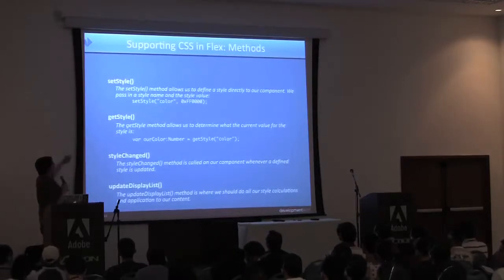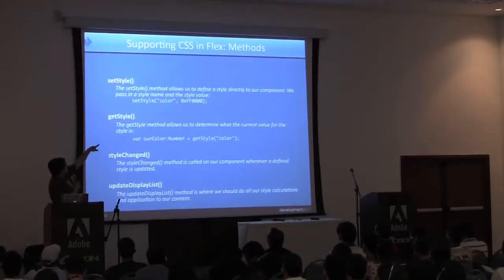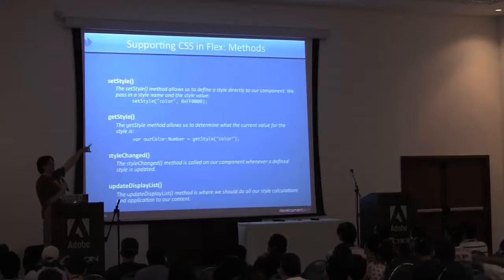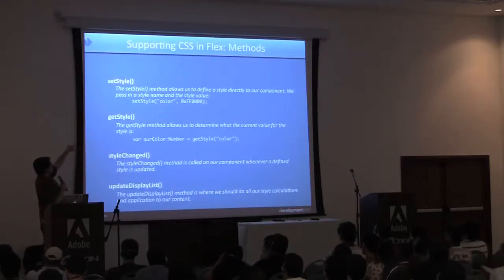Now this is interesting, because we're going to use this for, let's say, skinClass. I can say setStyle skinClass, and I can put in a class reference as my value. So it's not just numerical values. I can pass objects, I can pass classes, I can pass null to clear out styles. So it's a very generic way of setting any style on our application through this method.